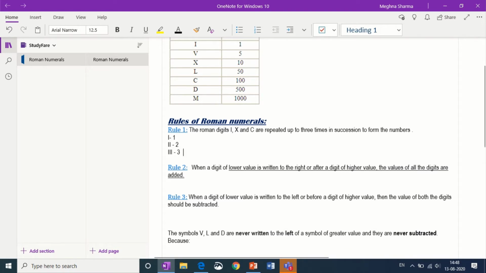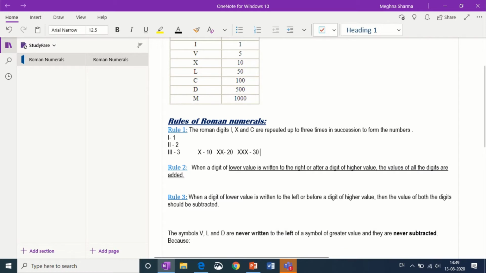Now let me take an example of X. One X is equal to 10, and two X's is equal to 20, and if you take triple X, this is equal to 30. You should know that we add these: I is 1 and one more I, I plus I, 1 plus 1 is equal to 2, then I plus I plus I, 1 plus 1 plus 1 is equal to 3.